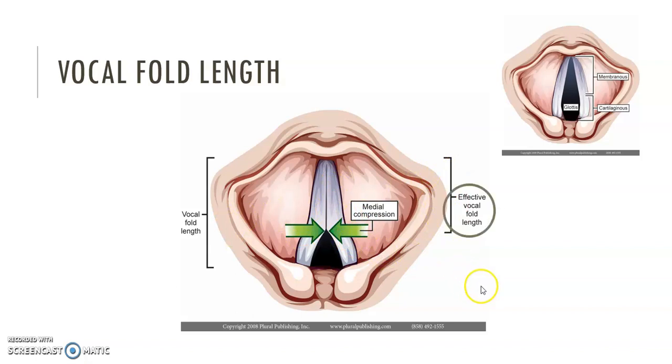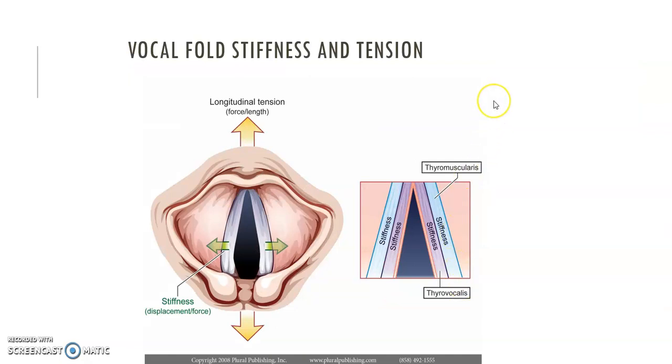Okay, so moving on. Let's talk about stiffness and tension of the vocal folds. This is an important concept because it has a lot to do with how we modulate pitch and loudness. So we have two terms here that we're going to define.